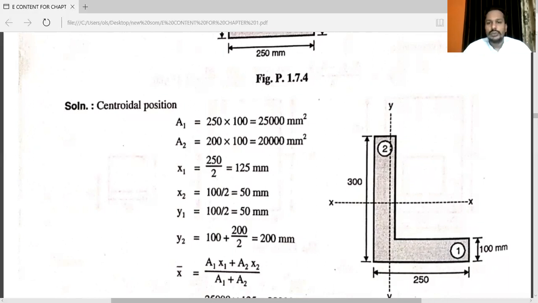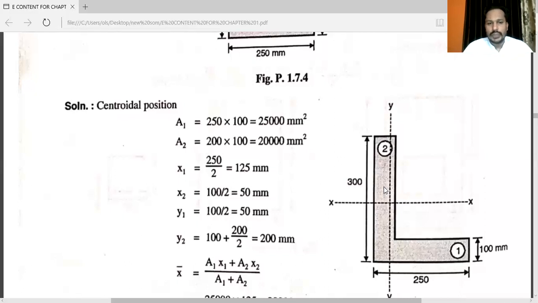x2, see again, this one is your vertical distance, vertical axis. And see, this is your second rectangle. This distance is 100. So we know that diagonal cuts here. See the cursor position. So x2 will be 100 by 2. The answer will be 50.